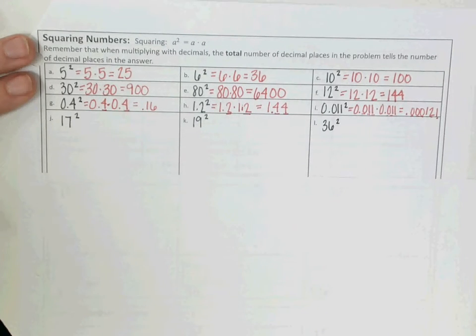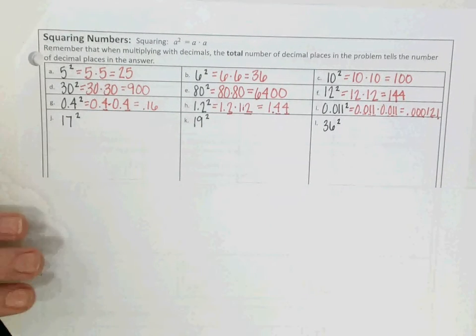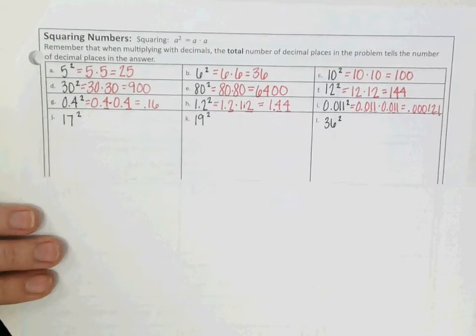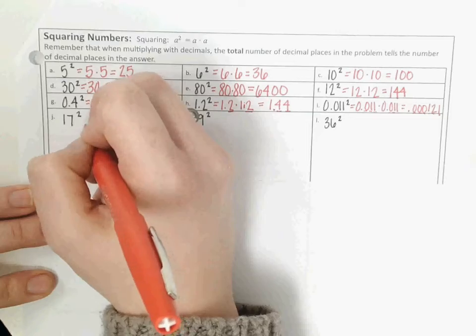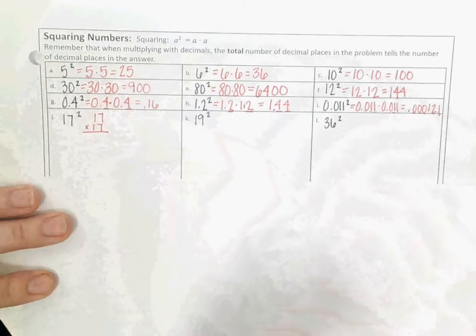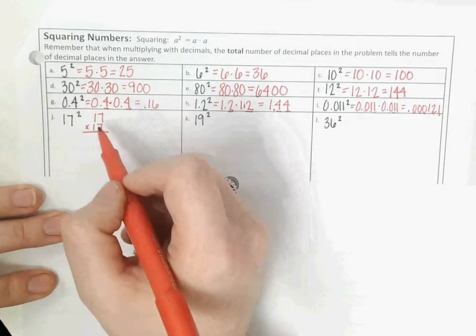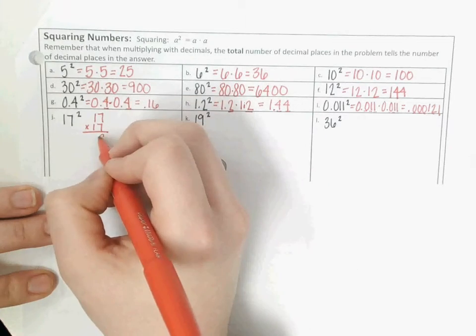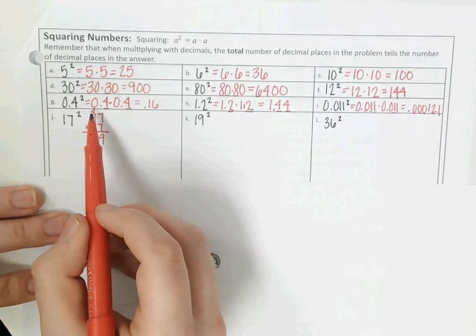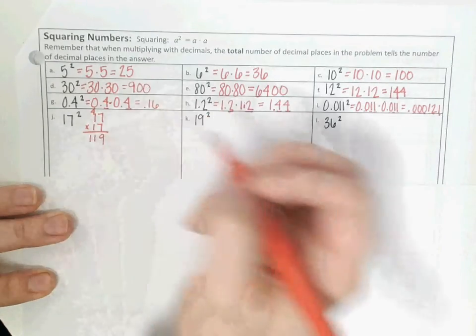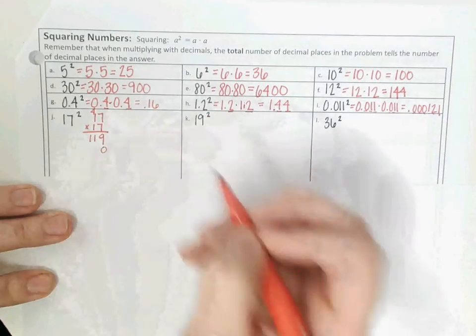Okay, let's go down to letter J. We have 17 squared. So here's where you will need to start showing some work. This is really just 17 times 17. If you remember our multiplication, we'll do 7 times 7, which is 49, carry the 4. We do 1 times 7, which is 7, plus our 4, which is 11. Then when we start a new line, we add a 0.